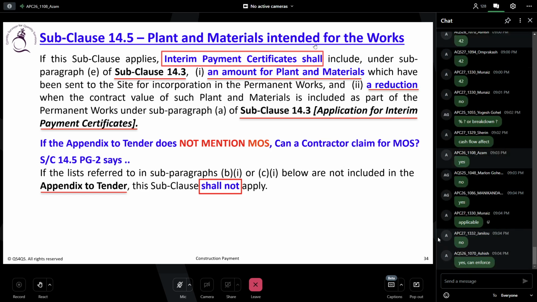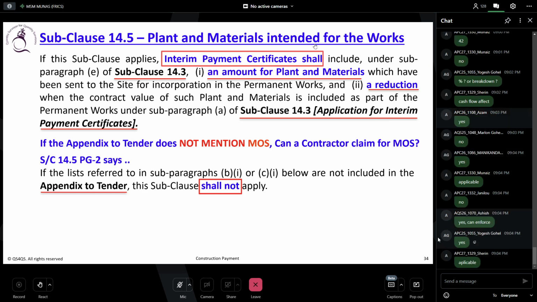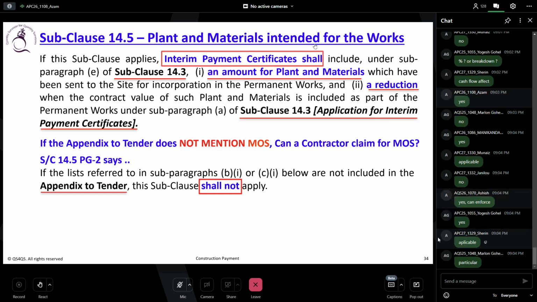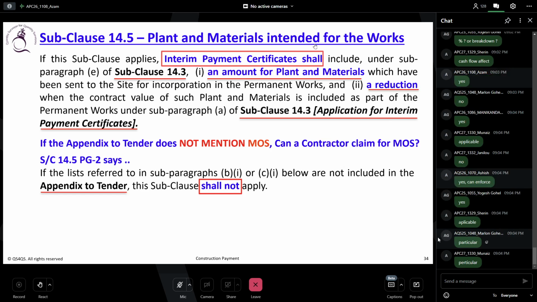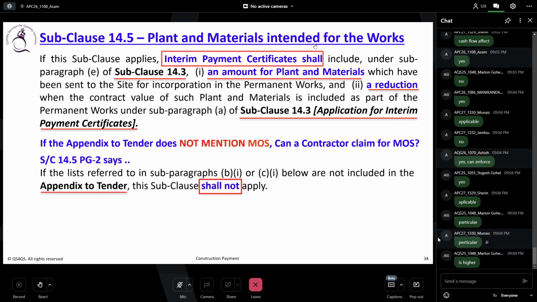As per the priority, the general condition will apply. So as per the priority, general condition or particular condition? The particular condition will apply. First priority is the particular condition, but it is not mentioned in the particular condition, so the general condition will apply. That means we can go ahead. No issue, right? Because it is already there and the particular condition didn't say no. So we can go for it.